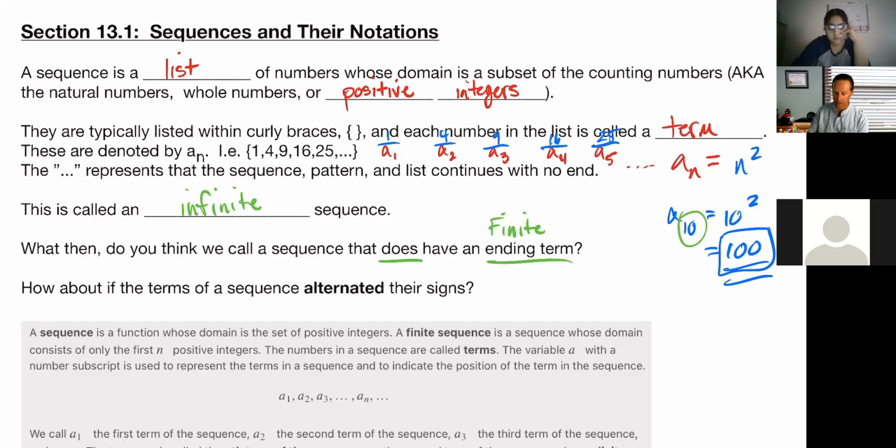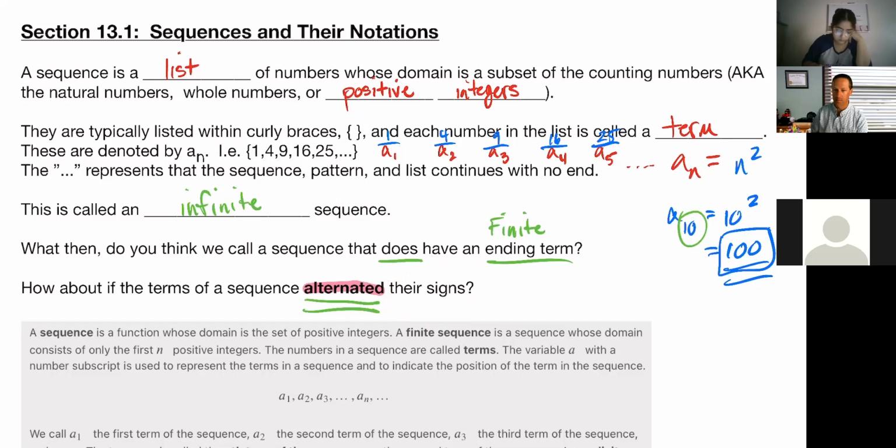Okay, and then another term that you will hear, infinite, not infinite, so finite. There's also these called alternating sequences. In alternating, meaning what's going to be true? The signs alternate? That's right.